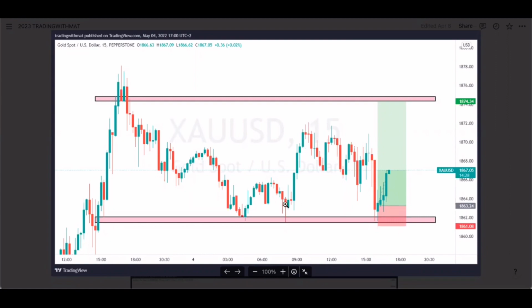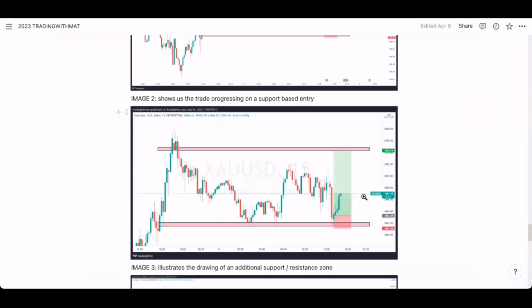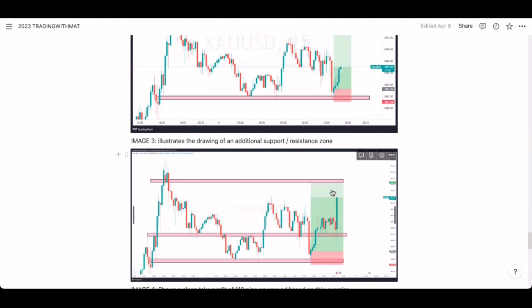All right, here we impulsed and created a continuation pattern. After creating the continuation pattern, the market tapped back in for a touch on the support area, and then we started pushing to the upside. So we wanted to see some buys from there anyway.